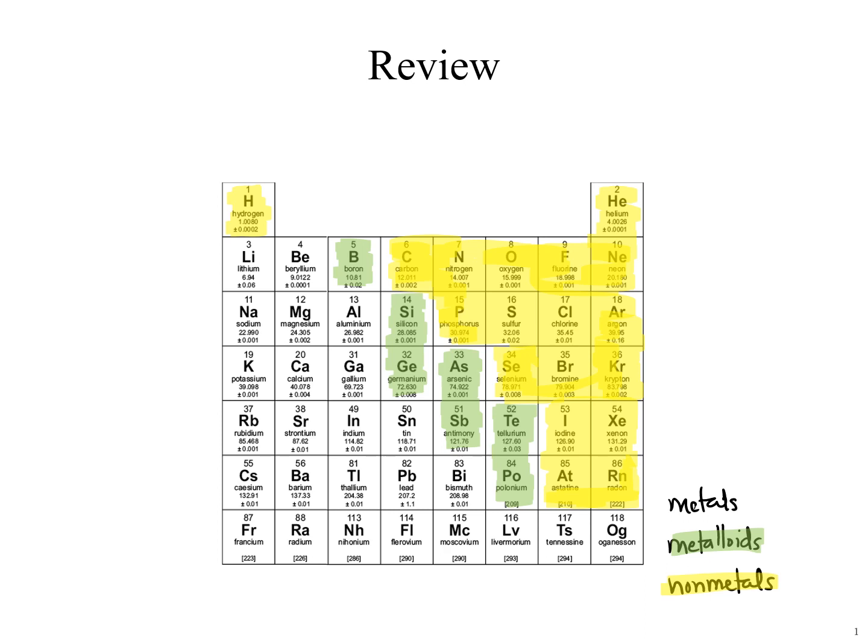I have highlighted here in yellow the nonmetals that are on the right side of the periodic table, with the exception of hydrogen, that is placed on the left side of the periodic table with group number 1, but hydrogen is classified as a nonmetal.